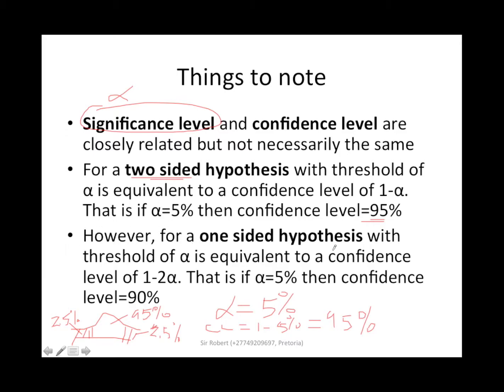However, for a one-sided hypothesis with a threshold of alpha, it is equivalent to a confidence level of 1 minus 2 alpha. So for a one-sided test, let's say we use 5% again, your confidence level will be equal to 1 minus 2 alpha, which is 1 minus 10%. So it becomes 90%. This is something that you should know just in case they don't give you alpha and they give you the confidence level. Then you know what to do. So that's how you do it.